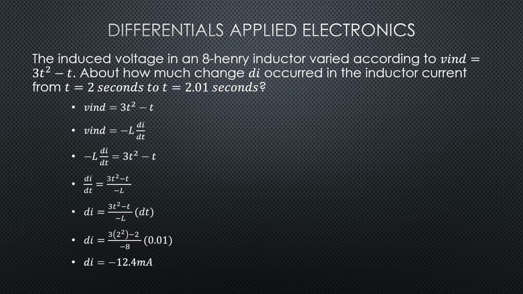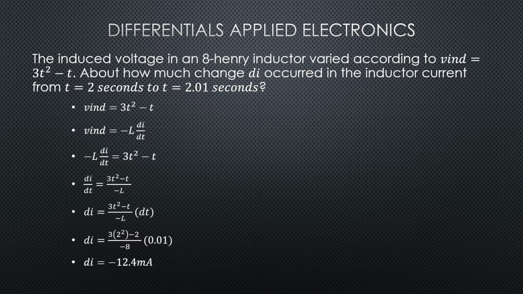Right, next question. The induced voltage in an 8 Henry inductor varied according to V induced is equal to 3 times t squared minus t. About how much change di in current occurred in the inductor current from time equals 2 seconds to time equals 2.01 seconds? So they're looking for the change in current in relation to time.